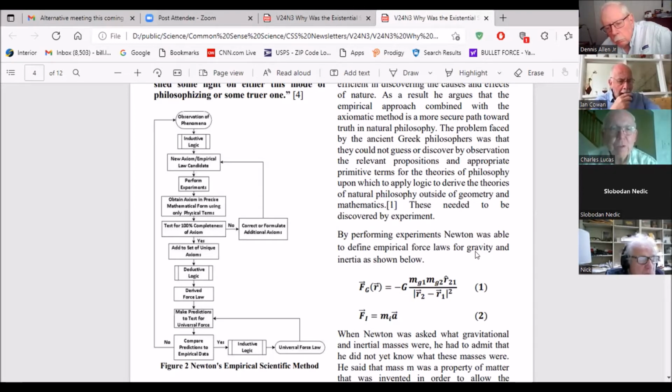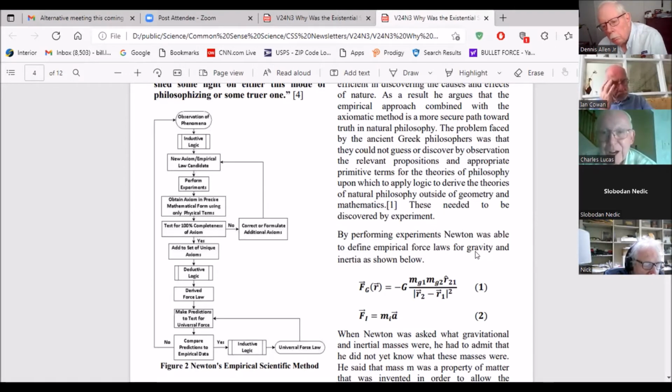And Newton did experiments, and he was able to discover the force of gravity, and he was able to discover the force of inertia. And he was able to write down, like over here on equation 1, that's the force of gravity, and equation 2 is the force of inertia. And he was able to write them down.